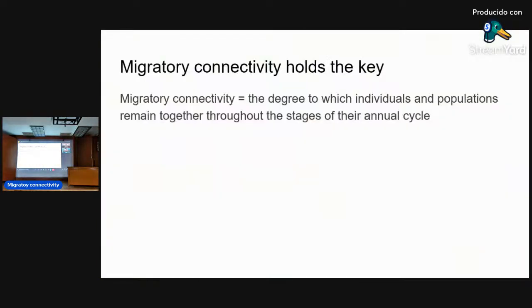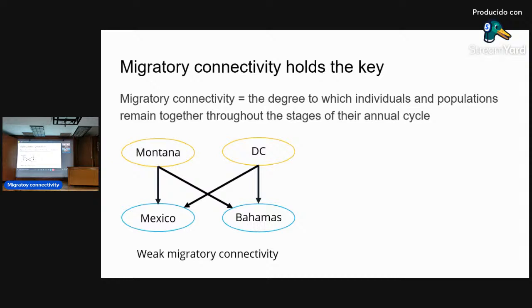And really the only way to understand the extent to which global change is impacting migratory birds is through the lens of migratory connectivity. Migratory connectivity is basically a fancy way of saying the degree to which individuals and populations remain together throughout the stages of their annual cycle. To help illustrate this, I just have two basic schematics. On one end of the migratory connectivity spectrum, we have an example of weak migratory connectivity.